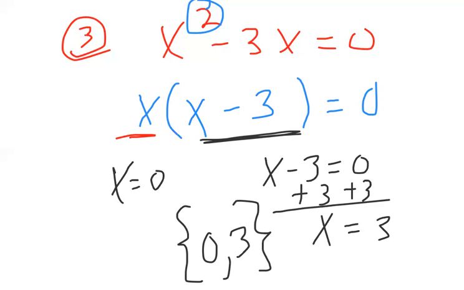So factoring is an easy method. However, it only works for some of these quadratics. It will not solve every single quadratic for you, okay? So guys, here comes the next method, method number 2. And method number 2 involves the square root property.